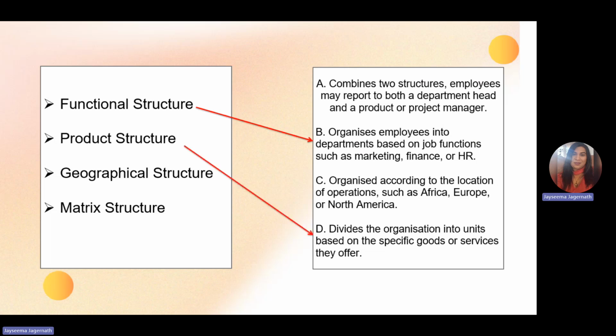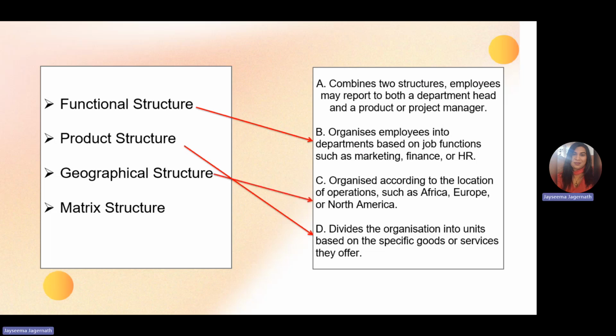Another way of management is product structure. And this divides it according to the specific goods that you are making, okay? Like if you had bread or dairy products, meat products, perishables, right? You would then have a structure where you have dairy products, perishables, meat. And each of those structures will have their own units within them.